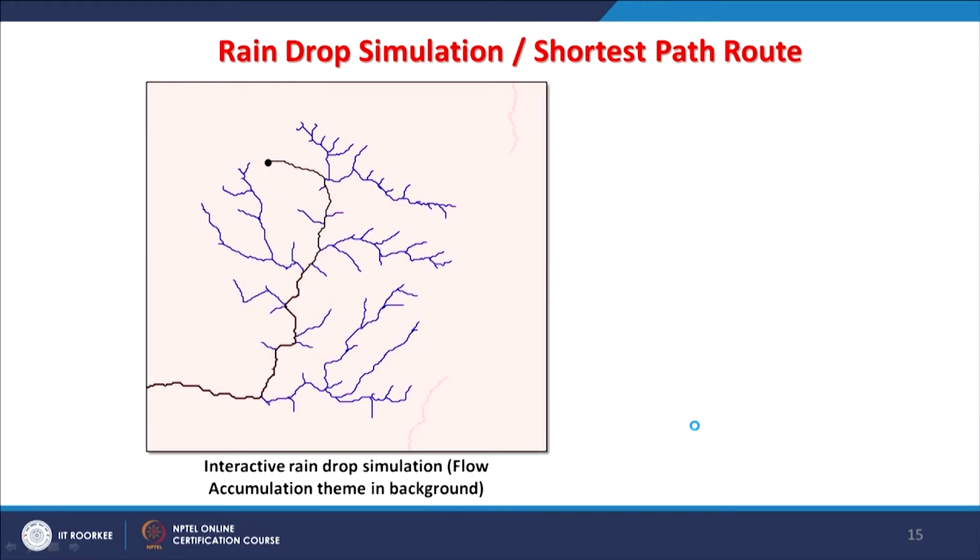Now, you can also automatically delineate the drainage network through a raindrop simulation, also called shortest path routing. If I drop a single drop of water here, then over a flow accumulation theme, it will show which path it will follow to come out of this outlet. So, you can do this once you have the flow accumulation theme, as a drop simulation.